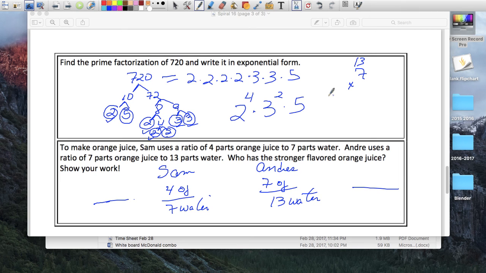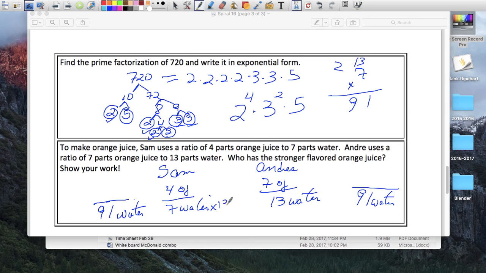So water. So how does 7 become 91? Times 13. So I'm going to multiply the top times 13. And 4 times 13 is 52. So if you gave Sam 91 parts of water, she would use 52 parts of OJ to make her juice.